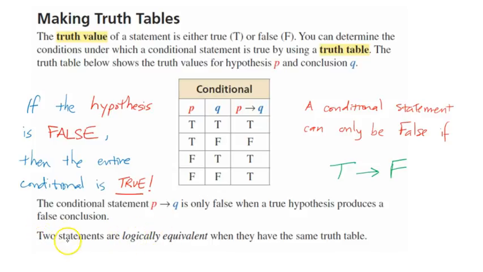We say that two statements are logically equivalent when they have the same truth table. And we'll look at some examples of that momentarily.